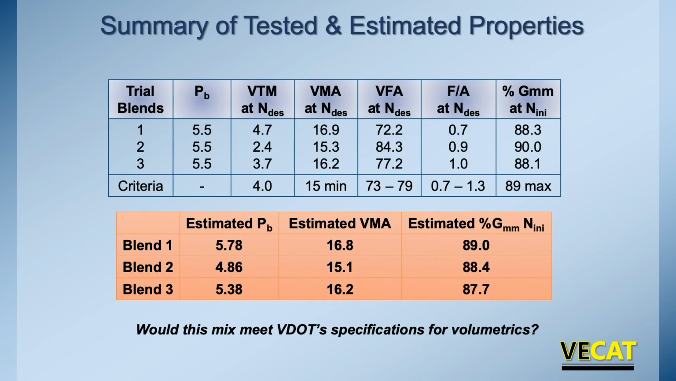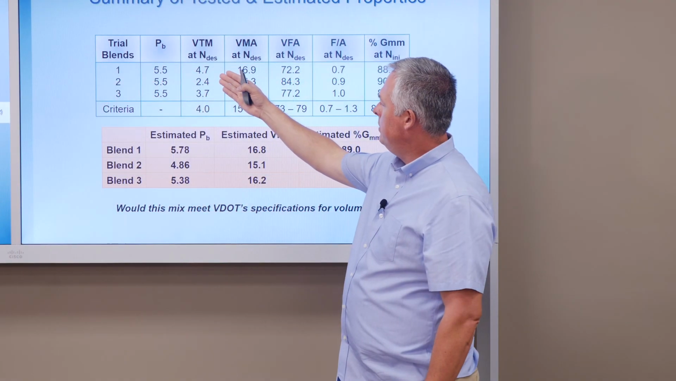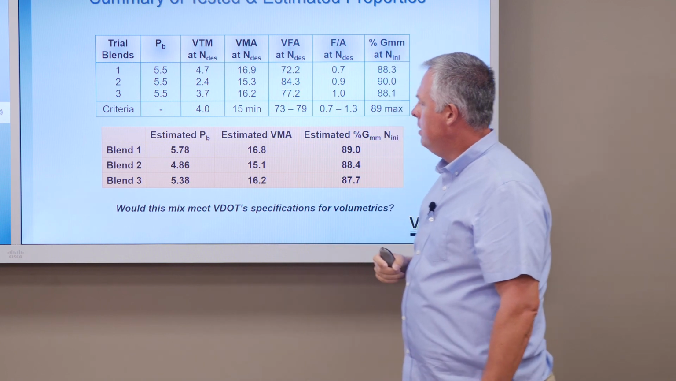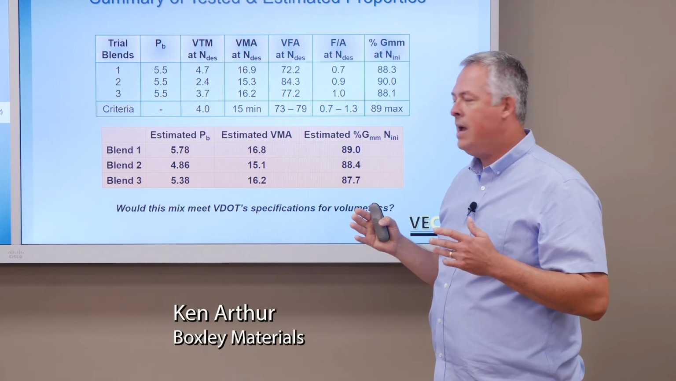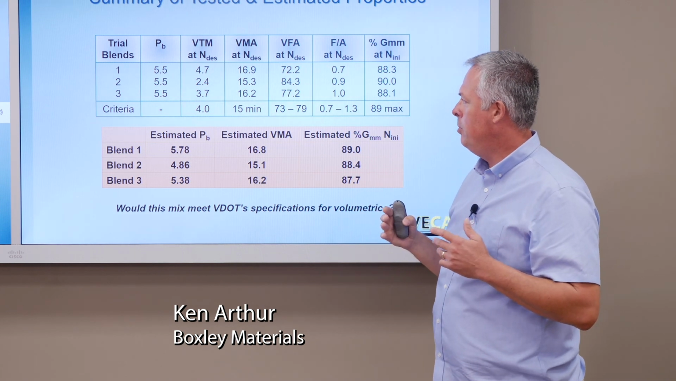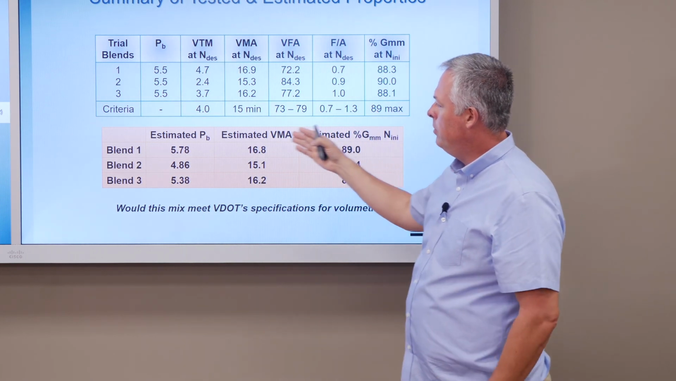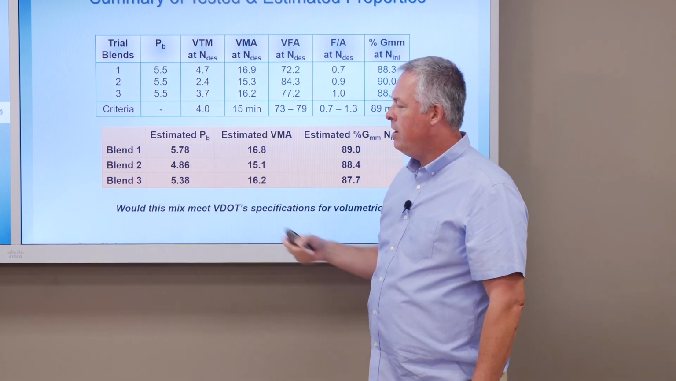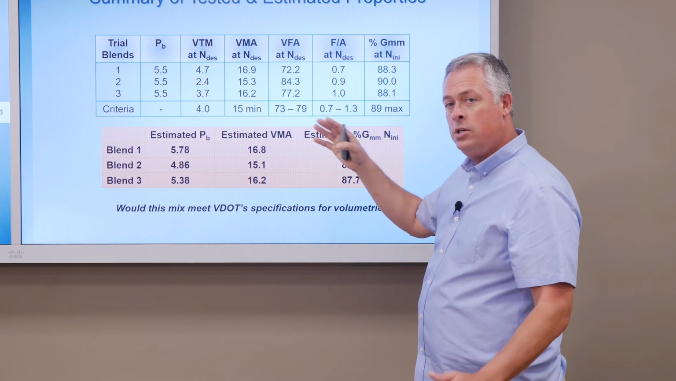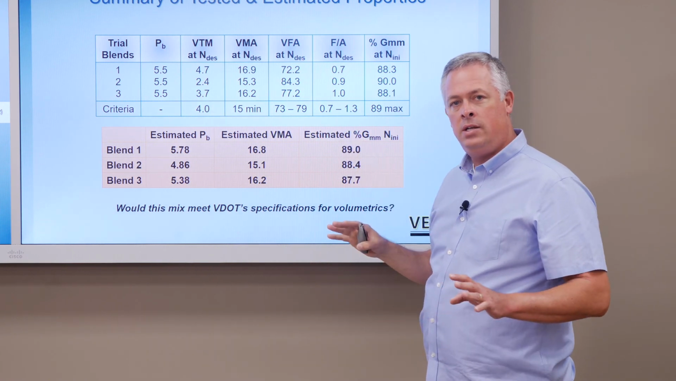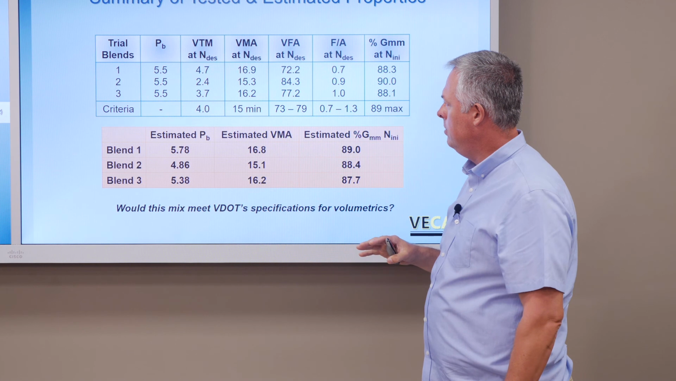So here's our summary of tested and estimated properties. Again, we had 5.5% liquid in each of our trial blends. These are the air voids that we got at each one of these. You're going to go through and actually perform the delta calculations and apply them during the math portion. But once this is complete, we're going to calculate what our estimated asphalt content will be for each of the blends by just manipulating the liquid. We're not changing the gradation, we're only changing the liquid.